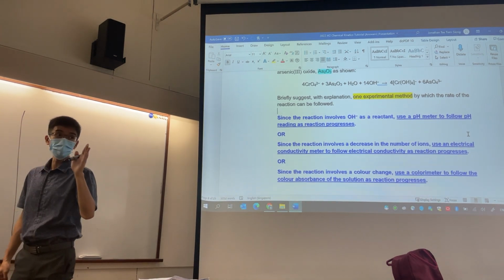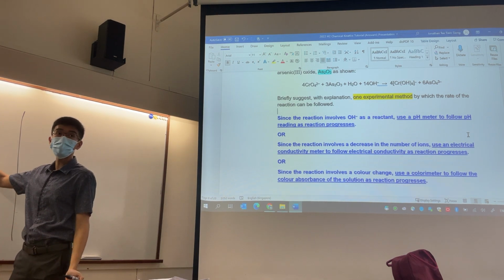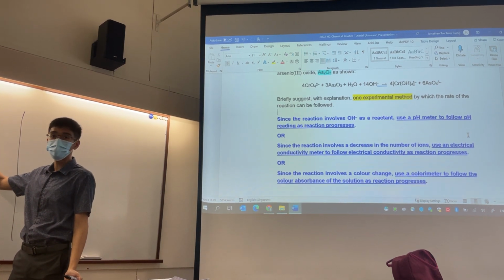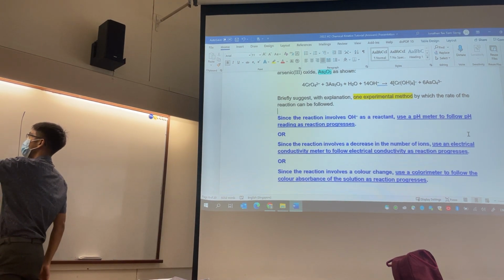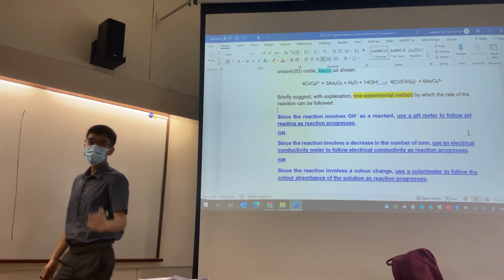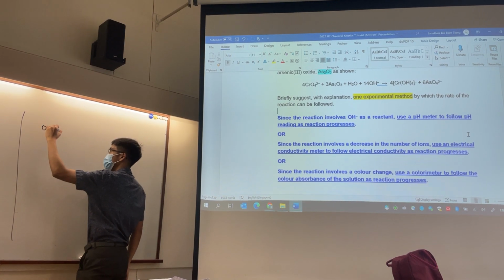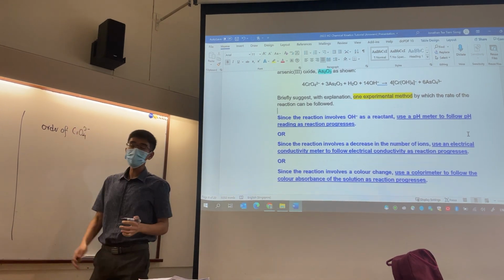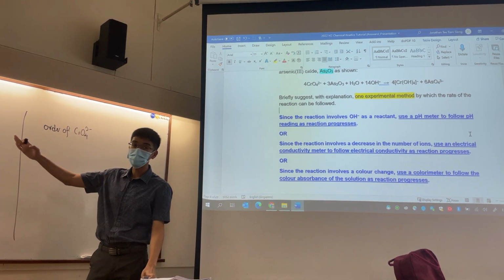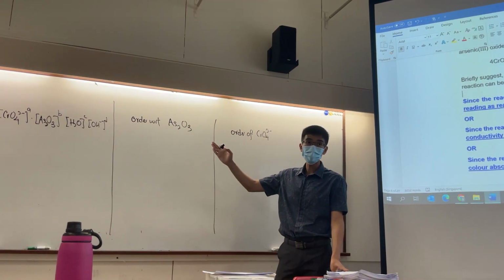Just asking you to read the question. I'm not asking you a difficult question. I'm asking you for B part 1. You are trying to find the order with respect to what? Then B part 2. You are trying to find the order with respect to? Interestingly, in this question, they never ask you to find the order with respect to water and OH minus, even though those are reactants as well.